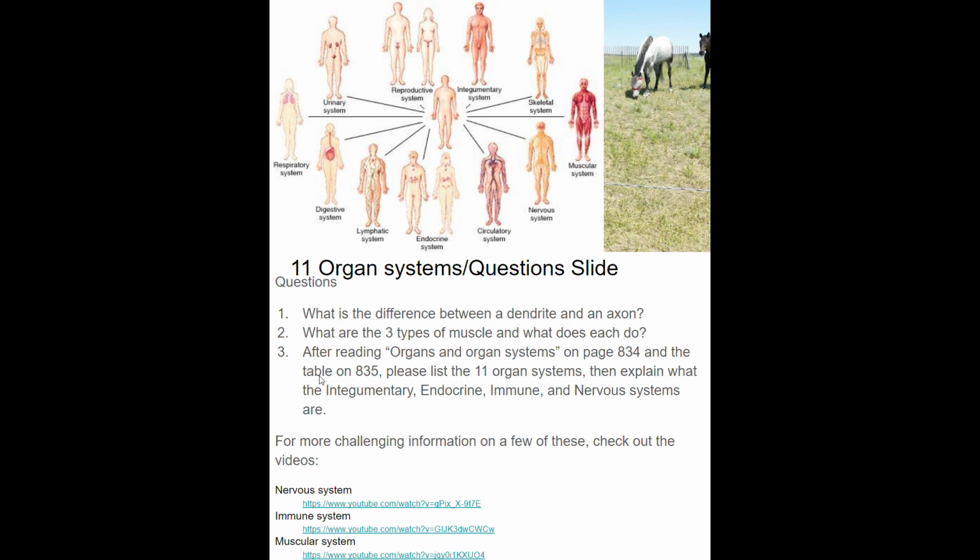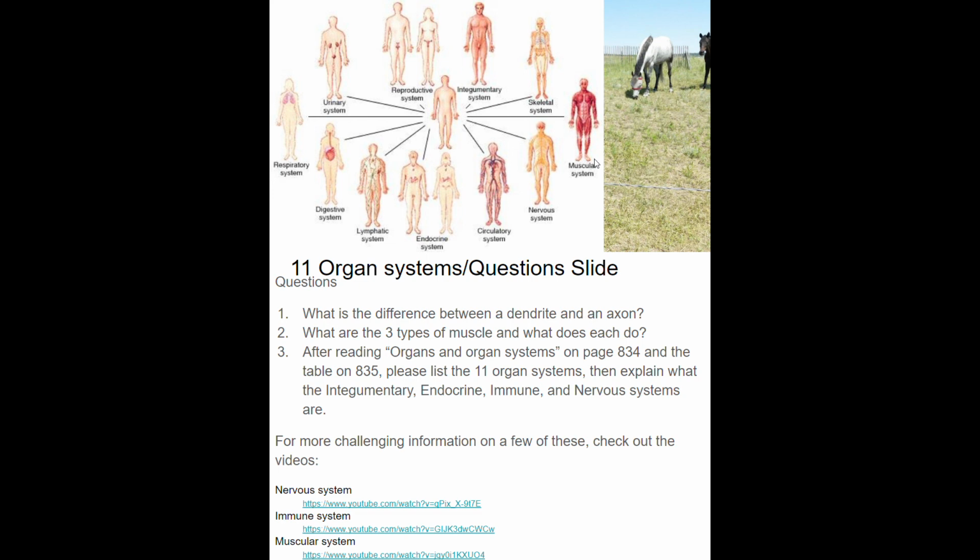And number 3, so this one's going to ask you to read organs and organ systems. It's like a paragraph on page 834. Okay, it's at the very bottom, and the table on 835. And that's like half a page, but it's pretty short relatively. Now, before you do that, I'm going to list these 11 systems, and I'll give you a general of each, so when you reread it, it's very familiar.